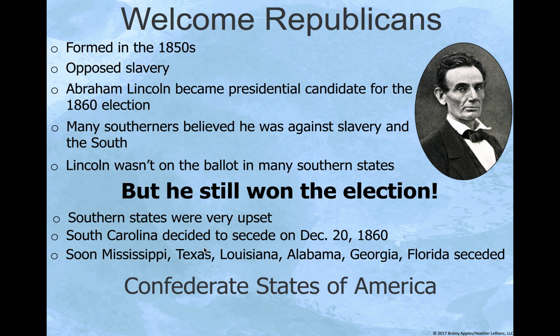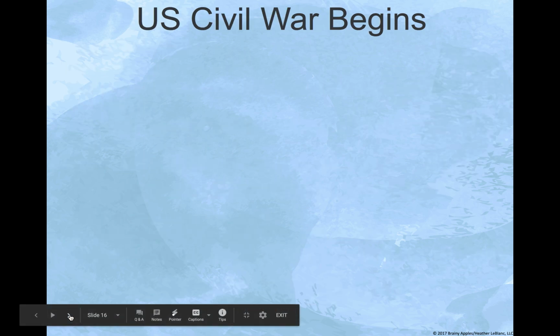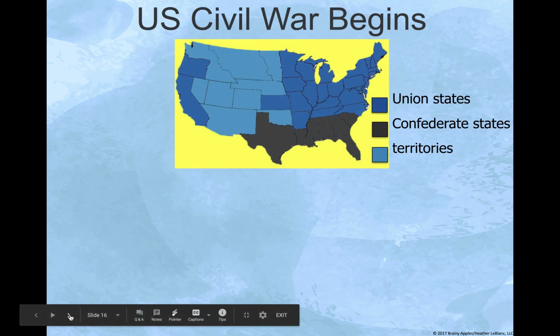So South Carolina decided to secede on December 20th, 1860. And what we mean by secede is simply leave the country. Soon, Mississippi, Texas, Louisiana, Alabama, Georgia, and Florida, all those states seceded. And instead of being part of the United States of America, they formed their own country called the Confederate States of America. And remember the Confederate flag that I showed you on slide 1 or slide 2? That flag basically represented these states. And this is where the Civil War begins.